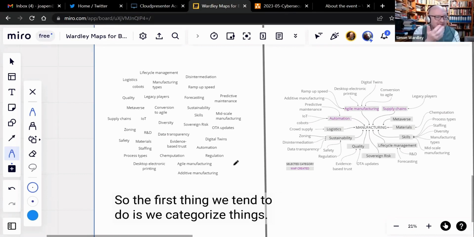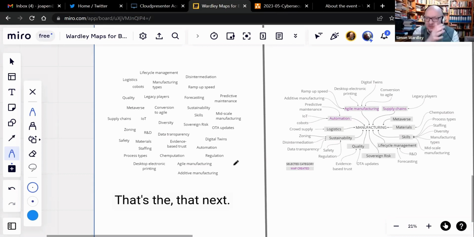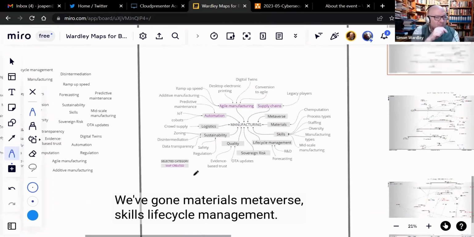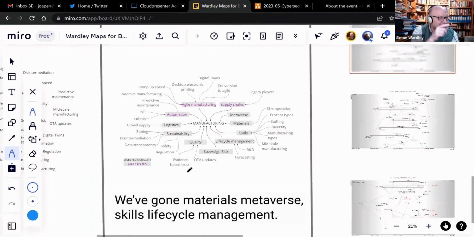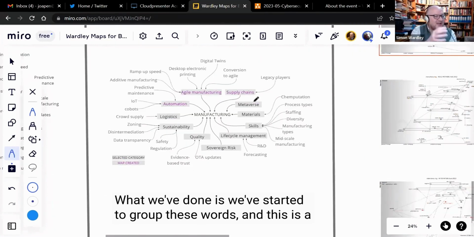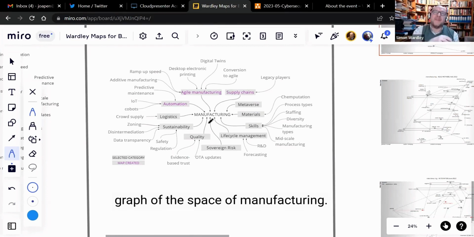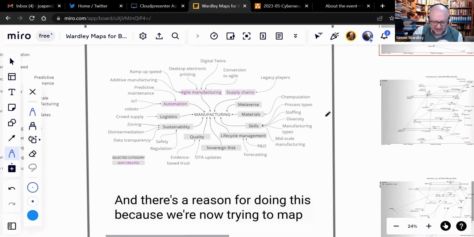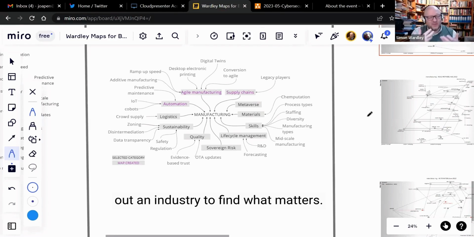So the first thing we tend to do is we categorize things. That's that next section along. So you can see there, for manufacturing, we've gone materials, metaverse, skills, lifecycle management. What we've done is we've started to group these words. And this is a graph of the space of manufacturing. And what we will do is we will take a couple of these themes and try to map them out. And there's a reason for doing this, because we're now trying to map out an industry to find what matters.